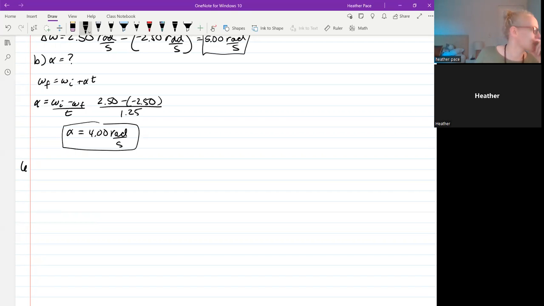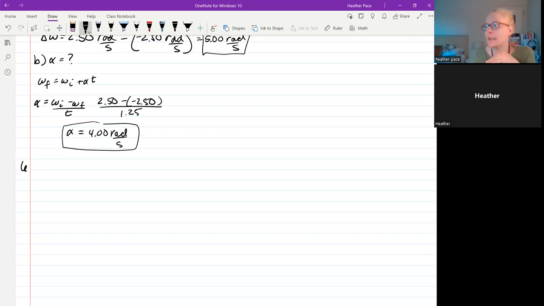All right, number 6, moving right along. I need to keep moving. Centrifuge, this is fun. A centrifuge in a medical laboratory rotates at an angular velocity of 3,600 revolutions per minute. When switched off, it rotates through 50.0 revolutions before coming to rest. Find the constant angular acceleration in radians per second squared of the centrifuge.